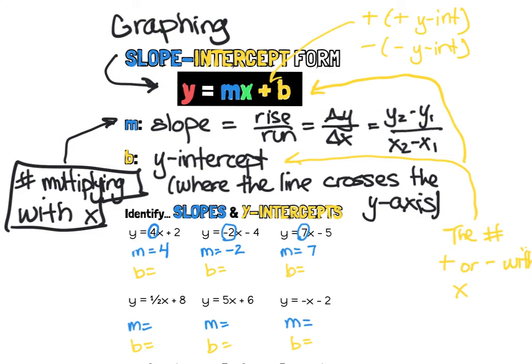So in this first equation, y equals 4x plus 2, since that is plus 2, our y-intercept is positive. In the second equation, we see minus 4. So that means our y-intercept is negative. And in the third equation, again, we see minus 5, so our y-intercept is negative 5. And this is simply where we start our lines. It's where the line crosses the y-axis. It's an easy point to identify.